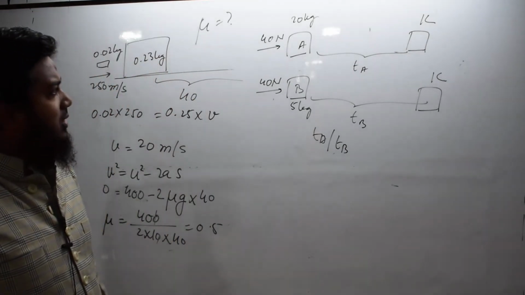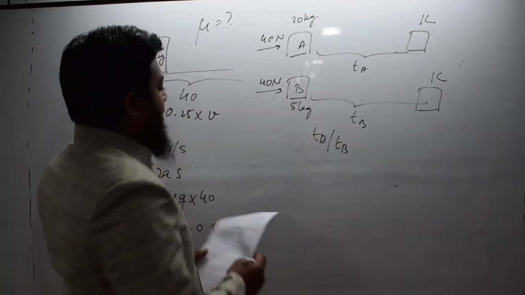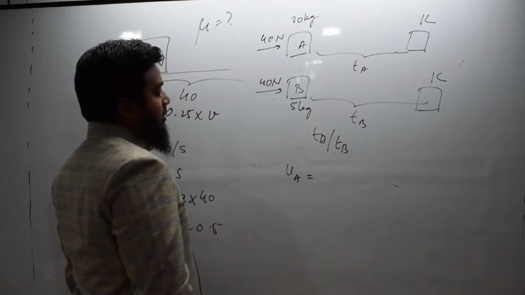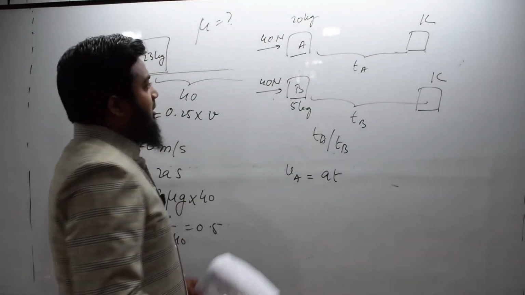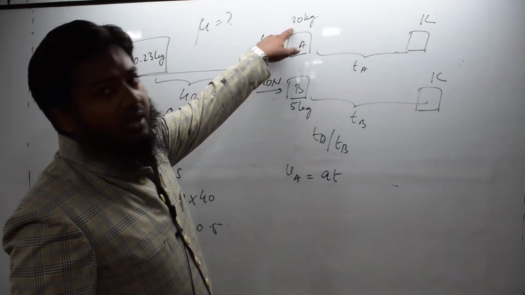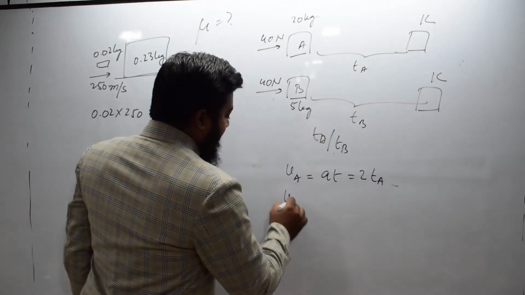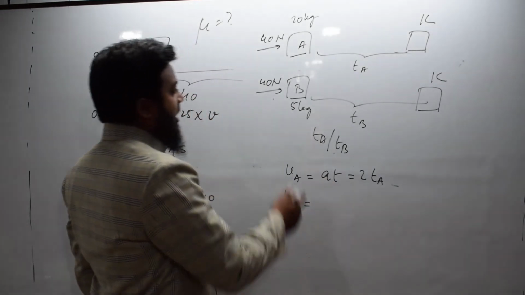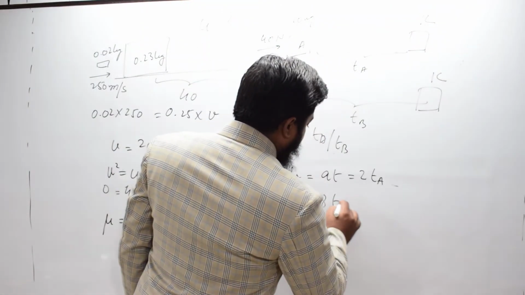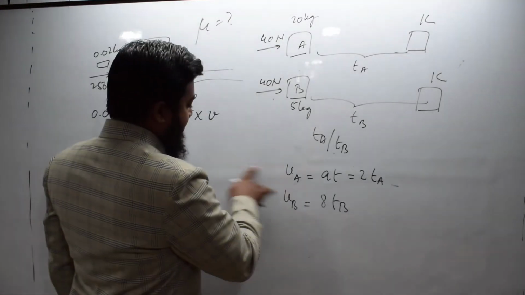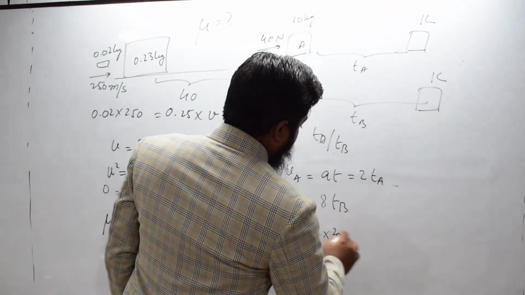Okay. Initially they are at rest, so we can calculate the final velocity. For block A, final velocity will be acceleration into time, and acceleration here is force upon mass, so acceleration is 2 and time is T A. So, 2 T A. For B the velocity will be acceleration into time. In this case the acceleration is 40 by 5, which is 8, and time is T B. So, 8 T B. Kinetic energy of A is half, mass of A is 20, and V square.